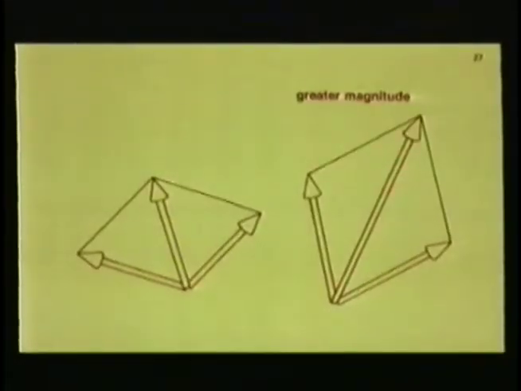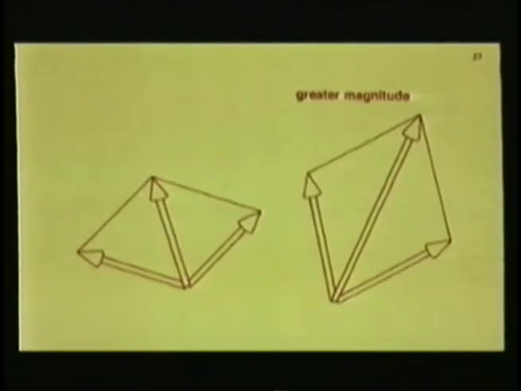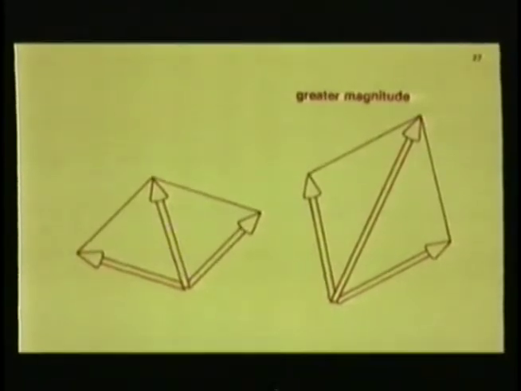27. Component spatial vectors are summed by the parallelogram method. The resultant equivalent spatial vector on the right has the greater magnitude.